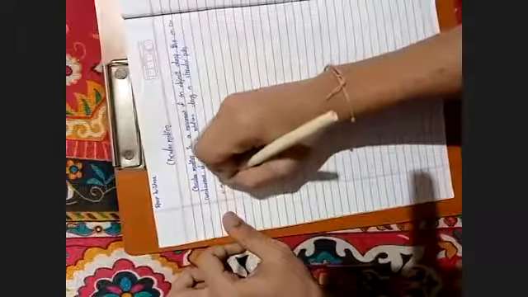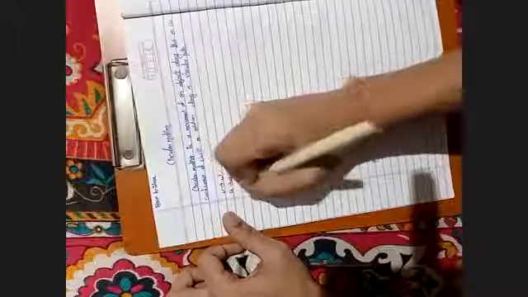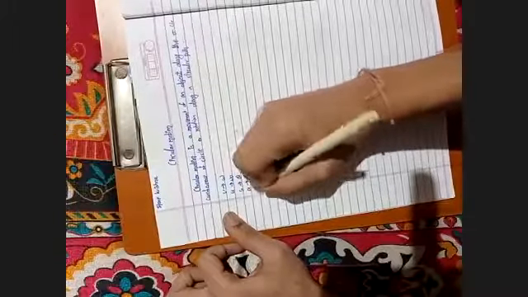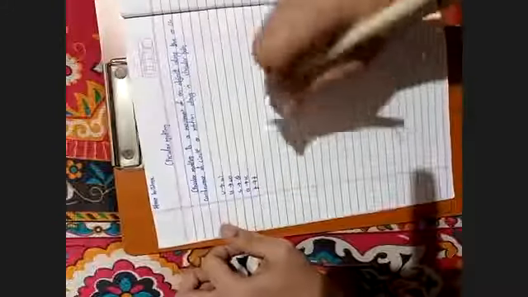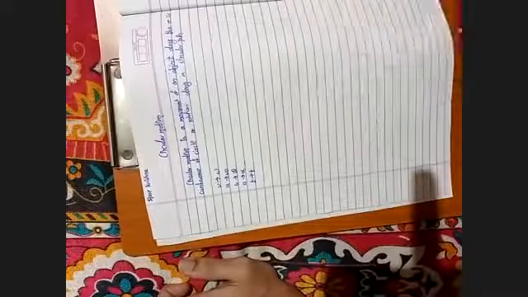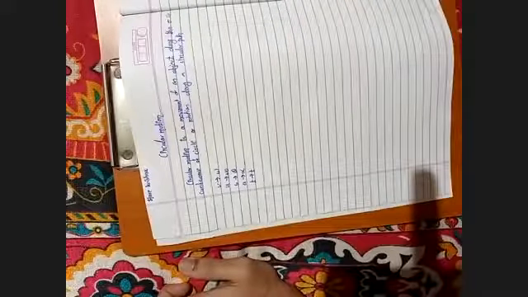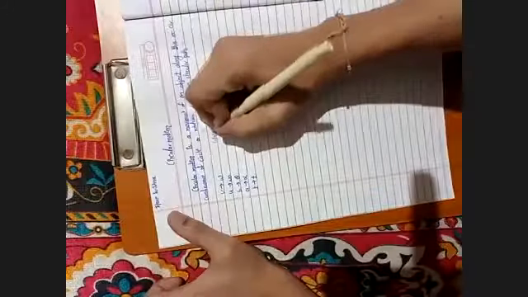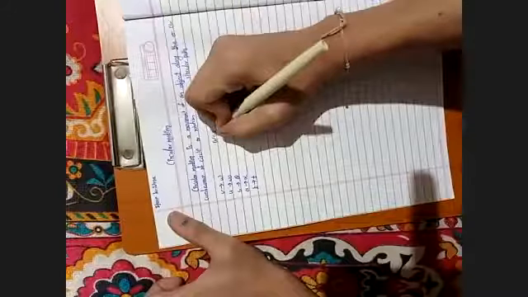v is replaced by omega, u is replaced by omega naught, s is replaced by theta, while a is replaced by alpha, and t remains the same everywhere, that is time period. So by interchanging these into the actual formulae, we will get omega is equal to omega naught plus alpha t, theta is equal to omega naught t plus half alpha t square, and omega square minus omega naught square is equal to 2 alpha theta.